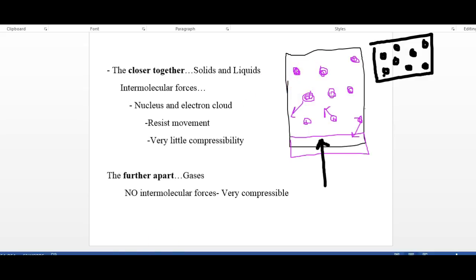You've got all this open space here. If I were to highlight this with yellow, this is all open space right here. You could just squish it, and all these particles could be pushed together into a tighter formation like this. And that's a really big property of gases. They're compressible.